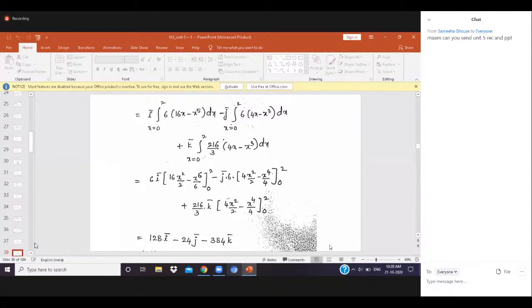Then with respect to x and simplifying, lastly we get a vector, that is 128 i bar minus 24 j bar minus 384 k bar. So we need to evaluate carefully. We are splitting into triple integrations: i bar of triple integral, minus j bar of triple integral, plus or minus k bar of triple integral, and evaluating step by step with respect to z, y, x, applying the limits, we get one vector after simplification. This is a volume integral.